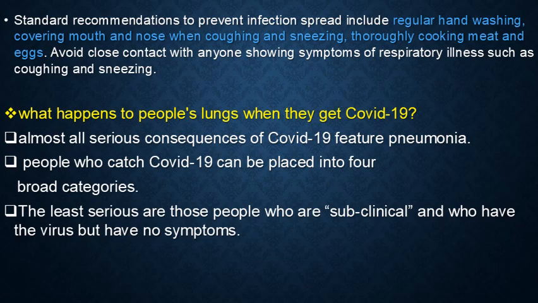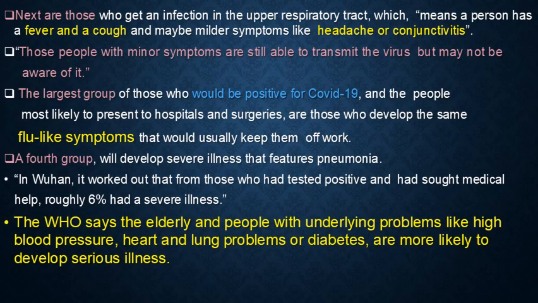The first one, which is the least serious, is those people who are subclinical: people who have the virus but have no symptoms, as with any other virus. All of us might encounter a virus. The first category is the group in which there are no symptoms but they have an infection.